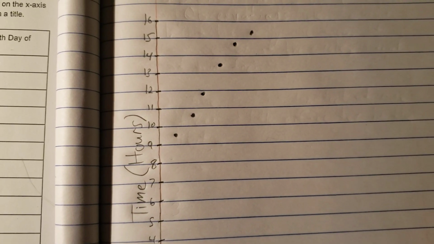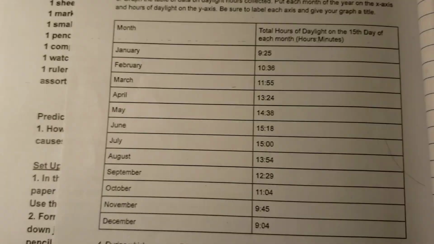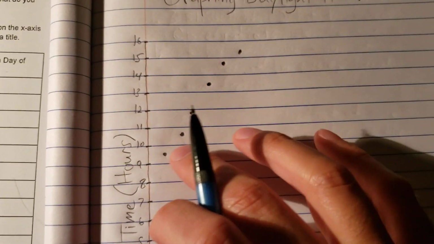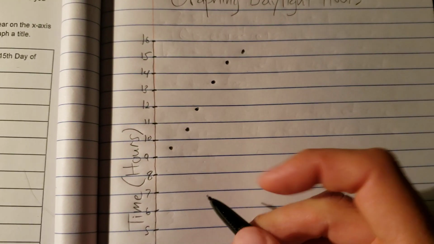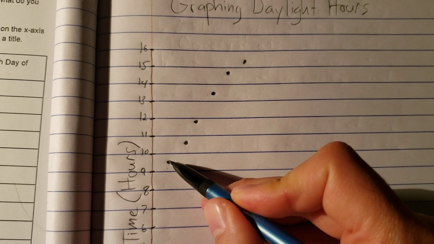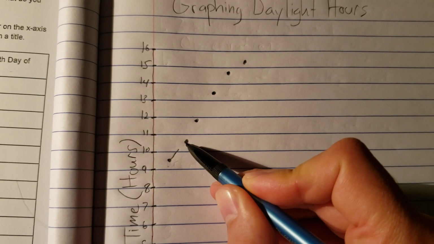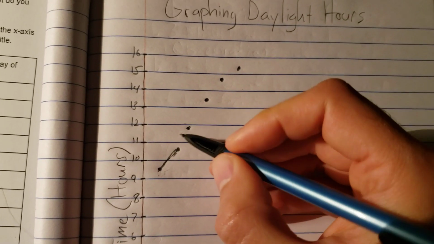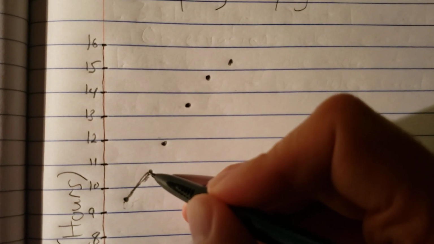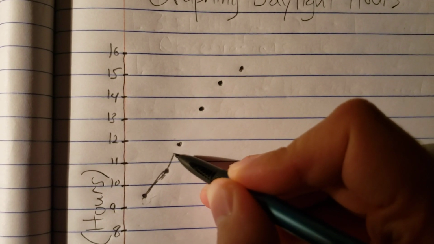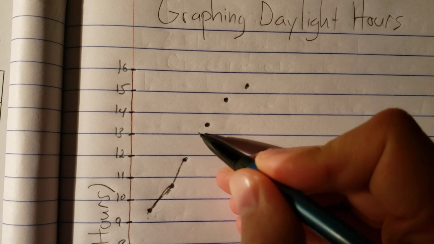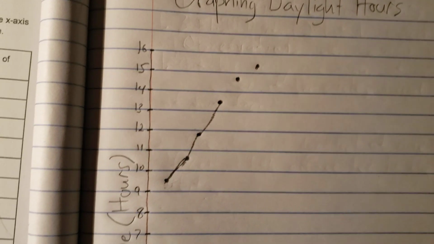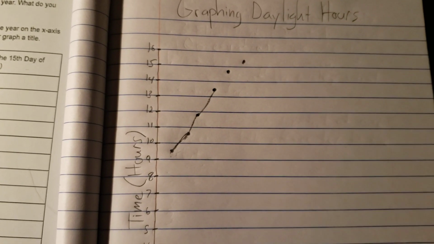Okay, you're going to do this for all 12 months for today. After you get all of your points plotted, you need to connect these. Use a straight edge, or you can just color it in. I'm not doing the best job because I'm freehanding it. You'll connect all of these points, and you'll start to see a pattern.